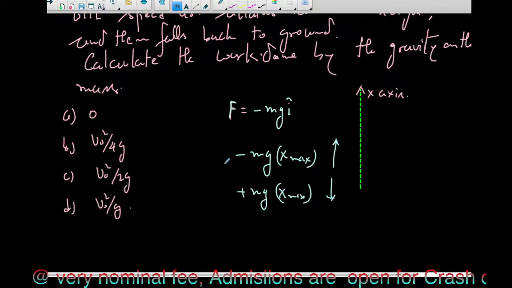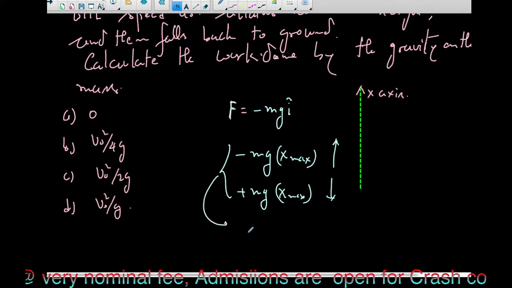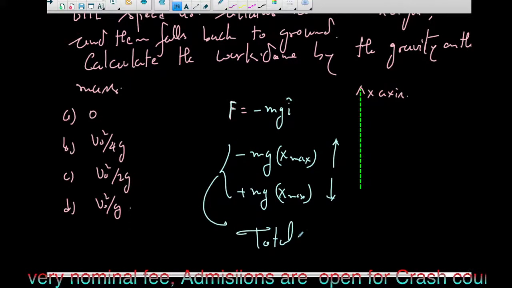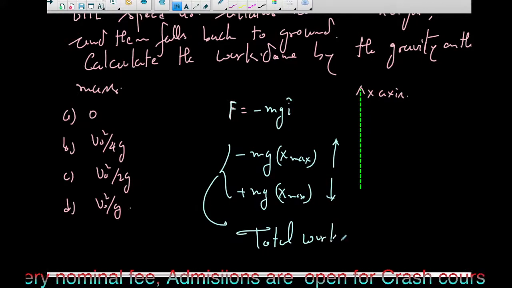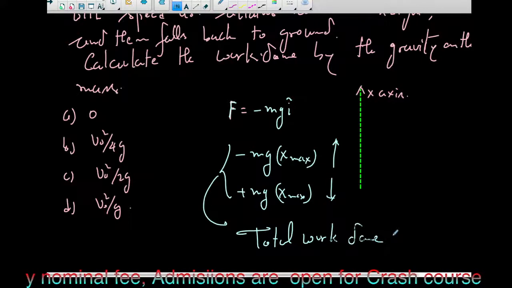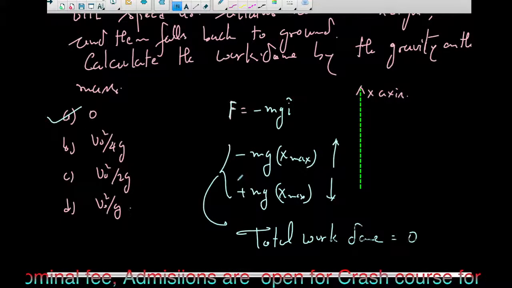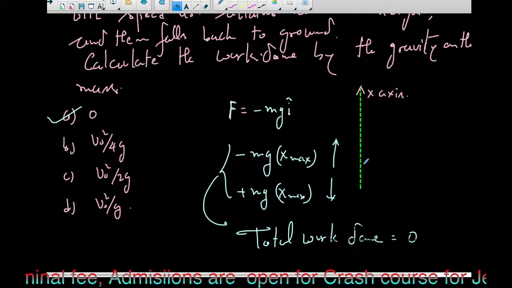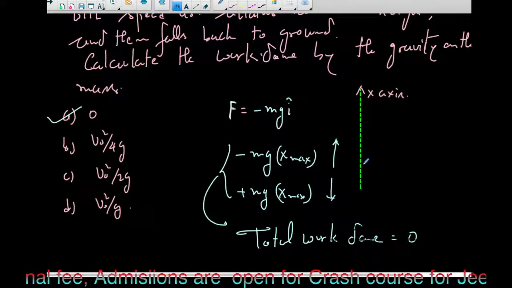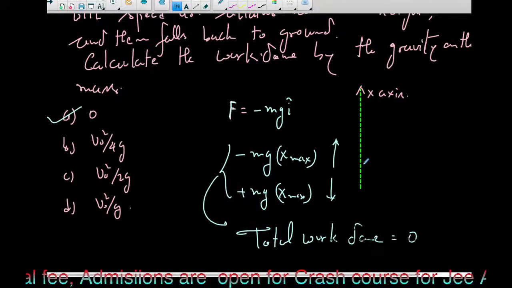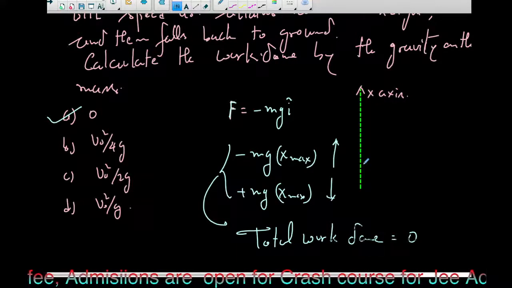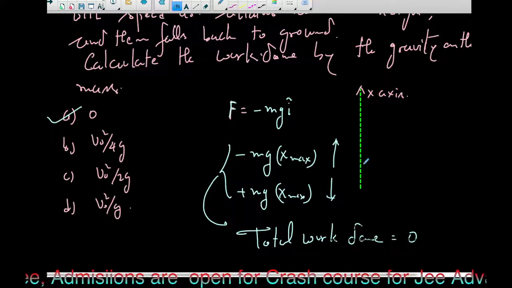So what is the total work done? The total work done is 0. Zero is the correct option. Is it okay, everybody? Yes, sir. Fine. So the same route line, we can go some no problem over there.